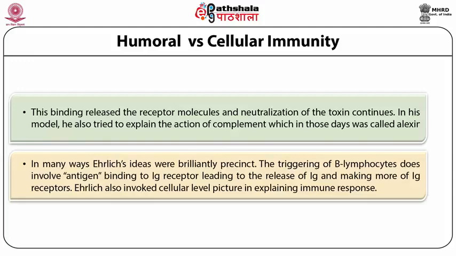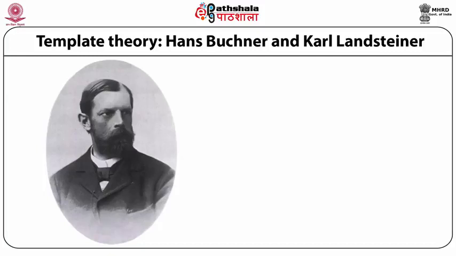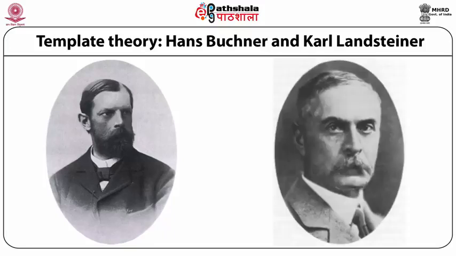Ehrlich also invoked a cellular level picture in explaining immune responses. Around the same time, Heinz Buchner postulated that combination of antigens with serum proteins led to a specific antibody structure. This later on developed into template theory, which was part of the instructionist school of thought. Karl Landsteiner, using small molecules which were called haptens, showed that one could produce many antibodies against any given antigen. So how does one explain an unlimited number of receptors?